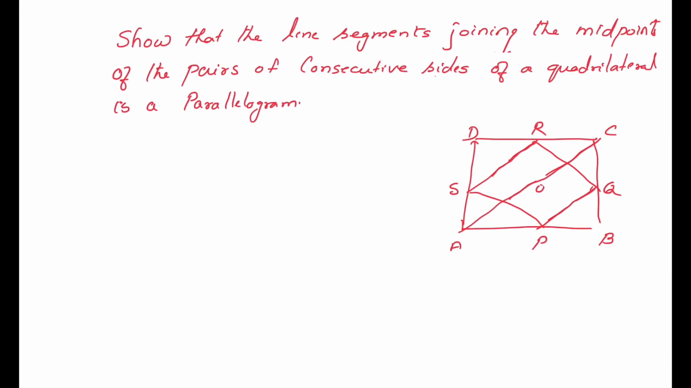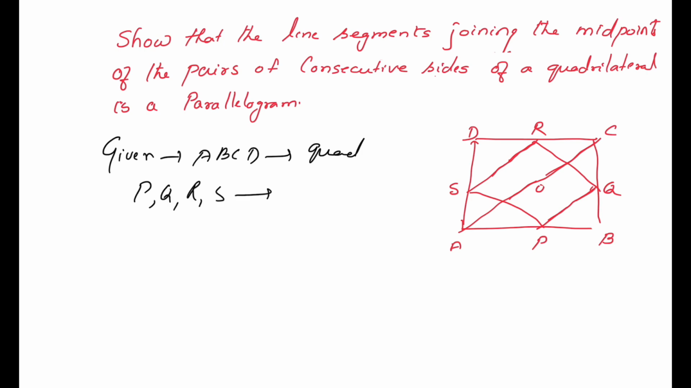Now the basic problem or question we will do. Show that the line segment joining the midpoints of the pairs of consecutive sides of a quadrilateral is a parallelogram. So, given ABCD is a quadrilateral and P, Q, R and S are midpoints. You have to prove PQRS is a parallelogram.